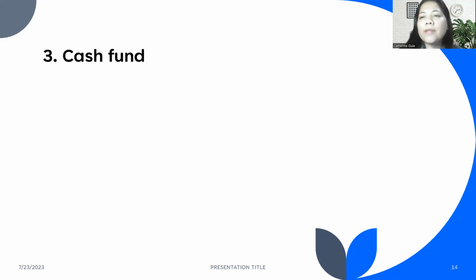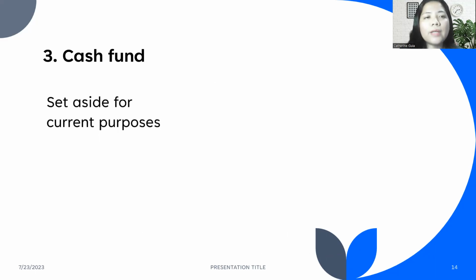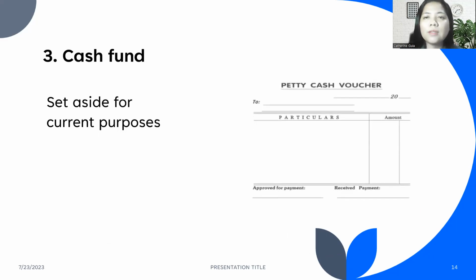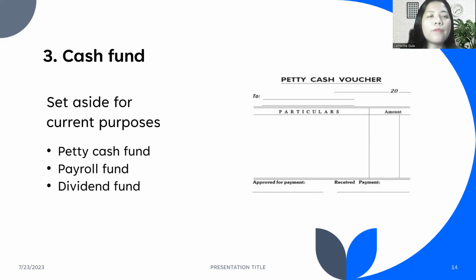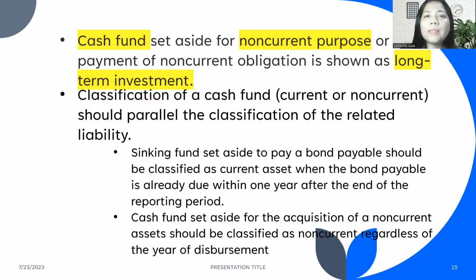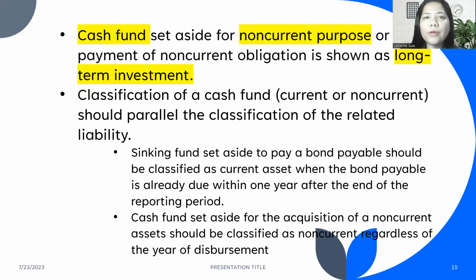Okay, another item under cash, you have cash fund. And cash fund is a fund set aside for current purposes or to finance current operations. And what are those funds? Okay, I have here petty cash voucher, which is a document used for petty cash expenses. So therefore, we have a fund for petty cash. So we have petty cash fund. We also have payroll fund and dividend fund. So these are examples of cash fund. Okay. Please take note that cash fund set aside for non-current purpose or payment of non-current obligation is shown as long-term investment.